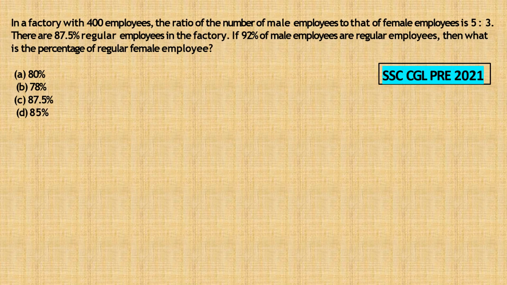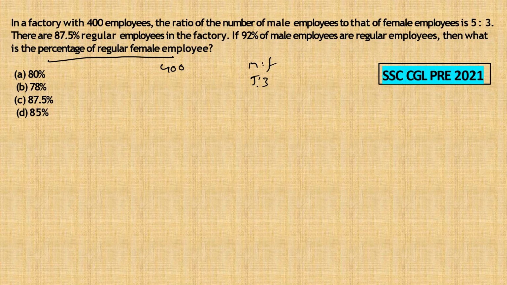In a factory with 400 employees, the ratio of the number of male employees to that of female employees is 5:3. Male is to female is 5:3. There are 87.5% regular employees in the factory. If 92% of the male employees are regular, then what is the percentage of regular female employees? We need to find this.